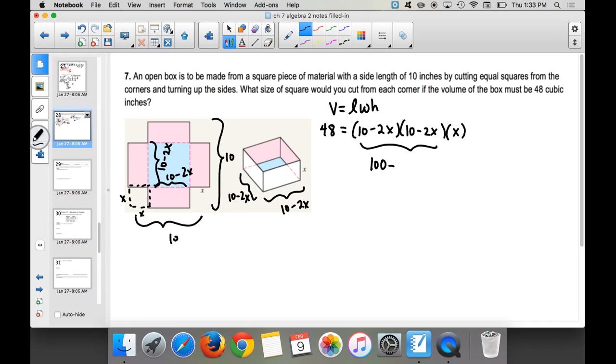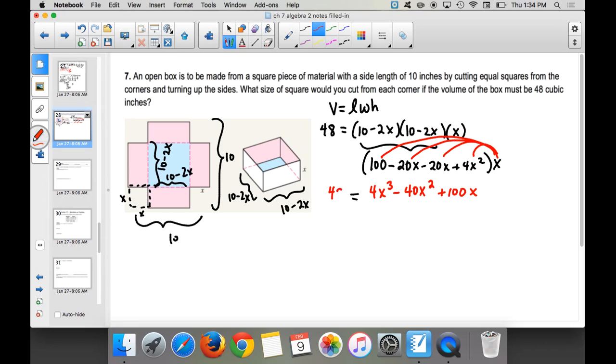So I'm going to have 100 minus 20x minus another 20x plus 4x squared. And I'm going to multiply by x. So when I do that, I'm going to have 4x cubed minus 20x squared minus another 20x squared, so minus 40x squared, and then plus 100x, and that's all equal to 48, right? So we're going to subtract that 48 over. So that's our function. So 4x cubed minus 40x squared plus 100x minus 48. Do you guys all see that?